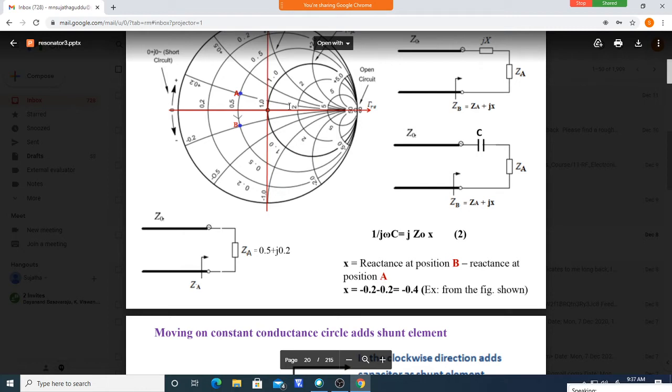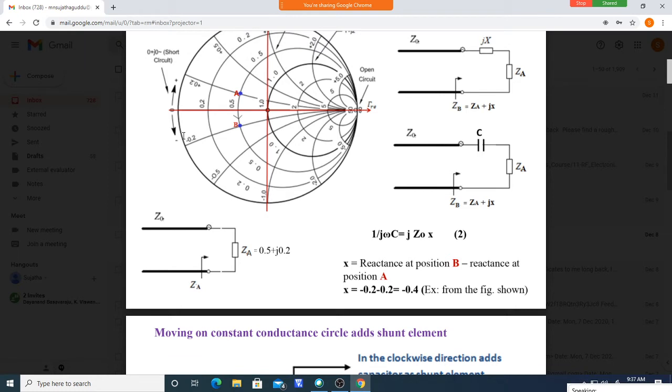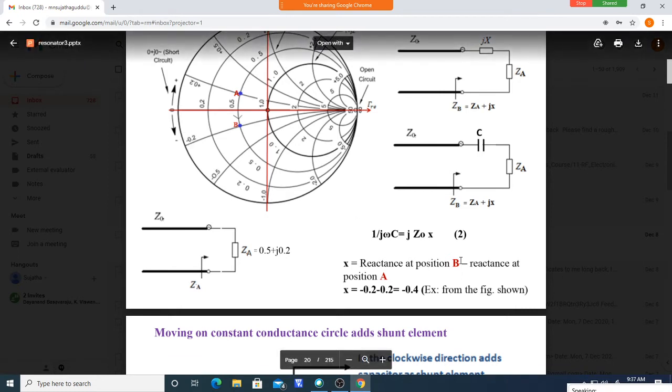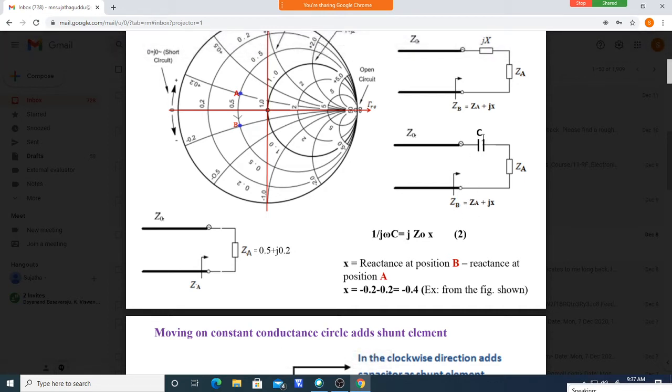You just see which reactance circle is passing through this point. See, this is a reactance circle. Read that value given here. Similarly, read the reactance at this position. Then you substitute those in this equation, and you will get the value of the capacitor added here.